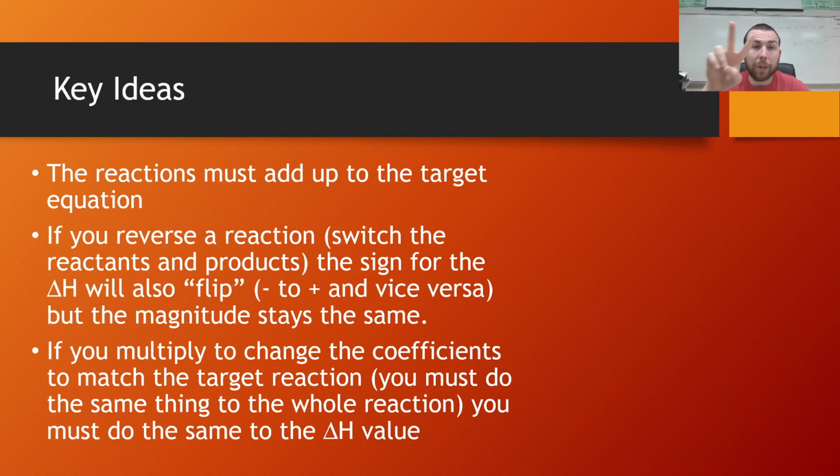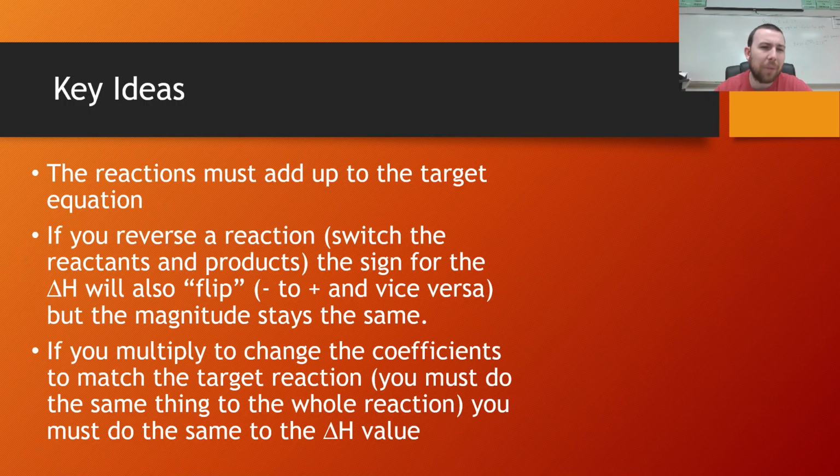Okay. Point number 2. If you're given a step and you need to reverse a reaction in order to get to your overall target equation, because you might have to do that, then when you flip the reaction, the magnitude of delta H stays the same, but the sign will flip. So if it was an endothermic process to begin with, you flip it, it's now going to be exothermic. Likewise, if it started off as an exothermic process and you flip it, it's going to become endothermic. Okay.